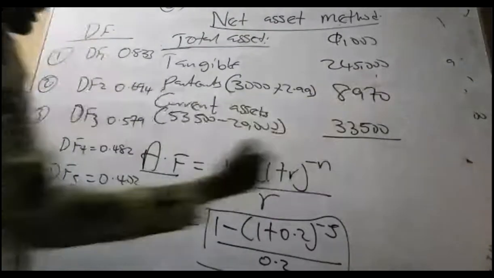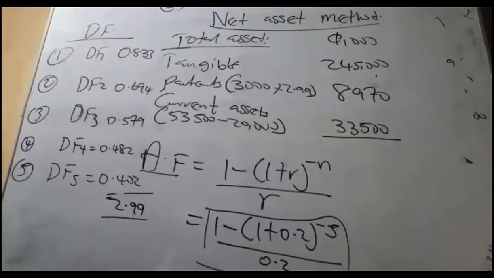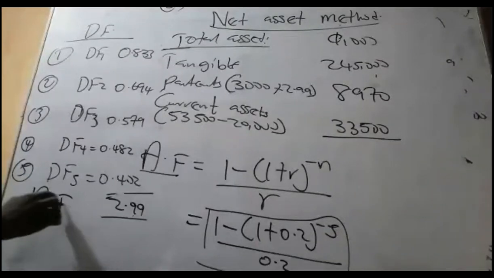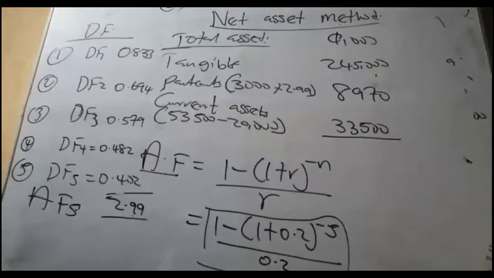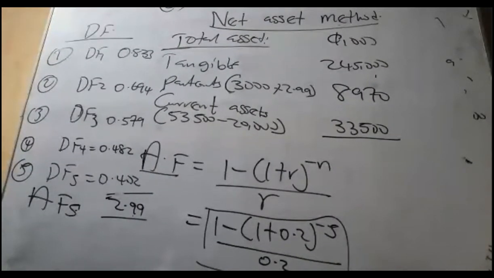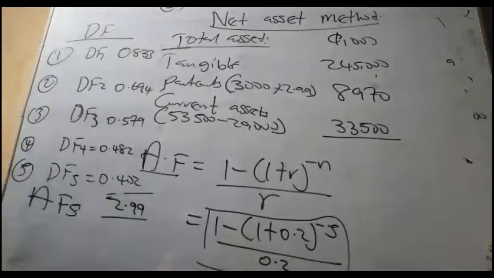8970. Now let's find the total again, then we are done. So this is the annuity factor for 5 years. Good. Okay, so let's find the total asset and then we are done.